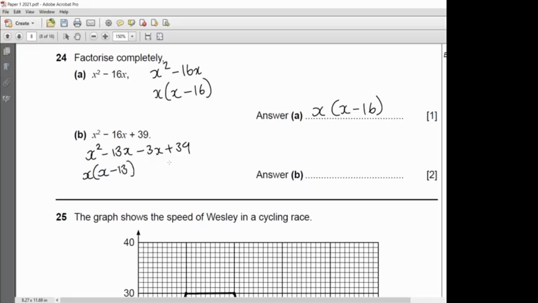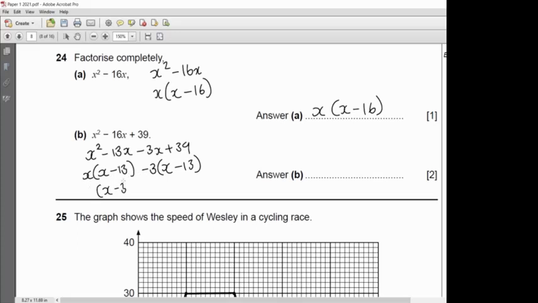And then the second bracket, what do they have in common? Negative 3. Then negative 3x divided by 3 is positive x. And then positive 39 divided by negative 3 that you took out, this is negative 13. Now you can see that these two brackets are the same, so you can proceed and factorize again.